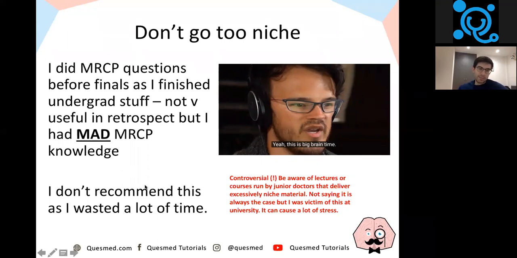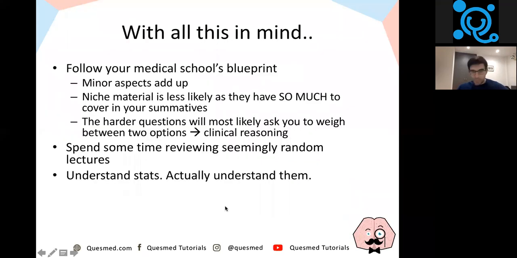So with that in mind, towards the end of this section, make sure to follow your medical school's blueprint, whatever they give you, and don't worry about the niche stuff too much. Then focus on clinical reasoning. Spend time reviewing the random lectures and actually understand stats.